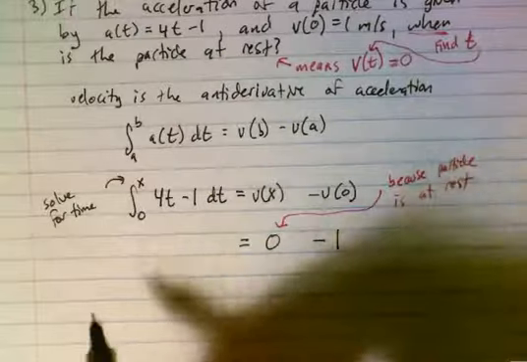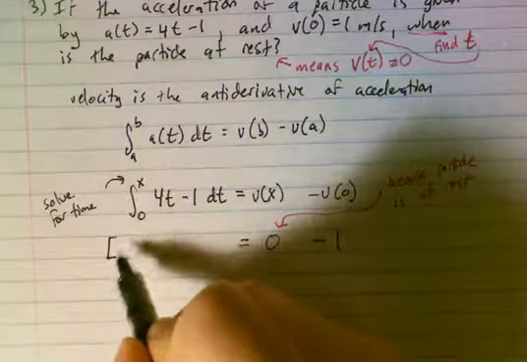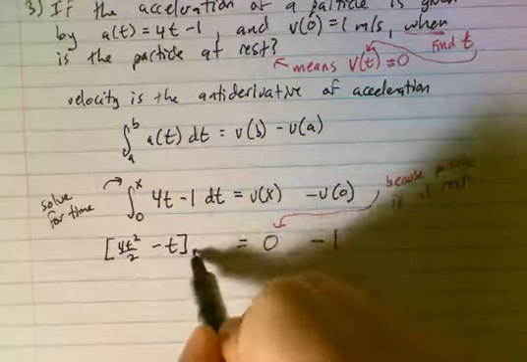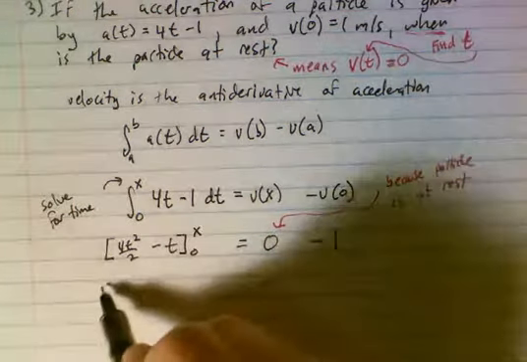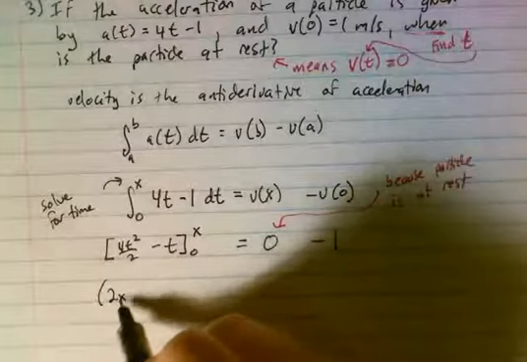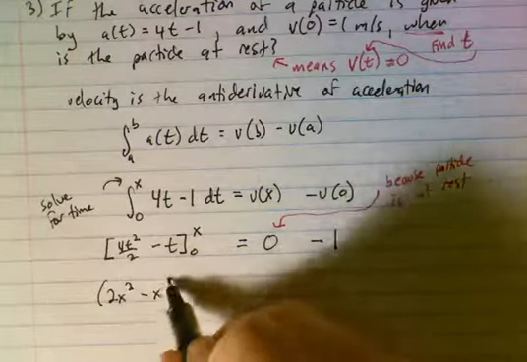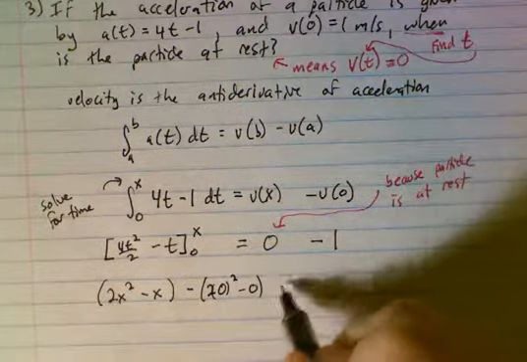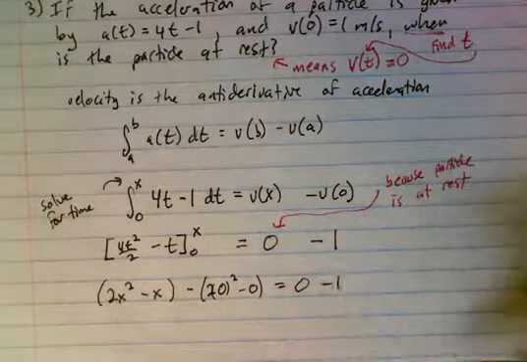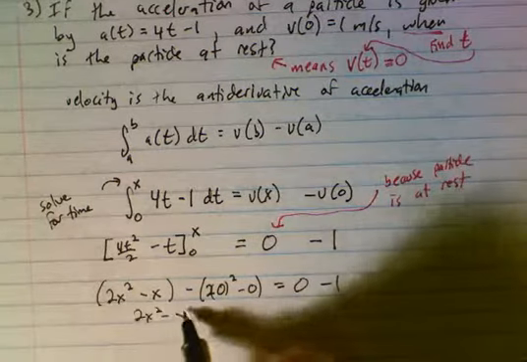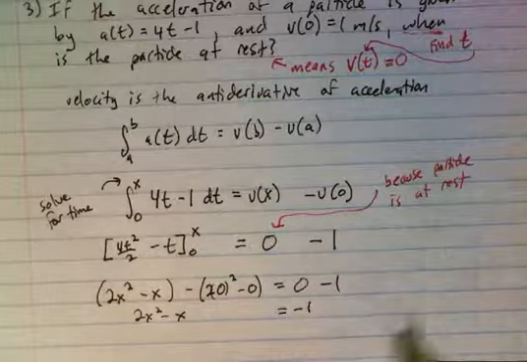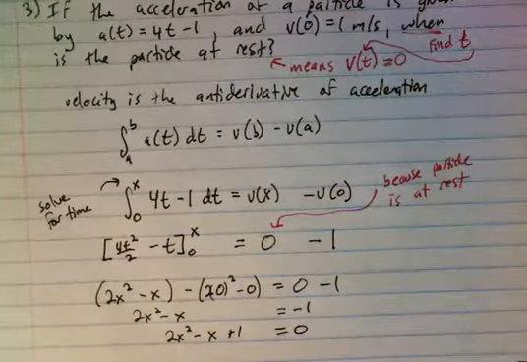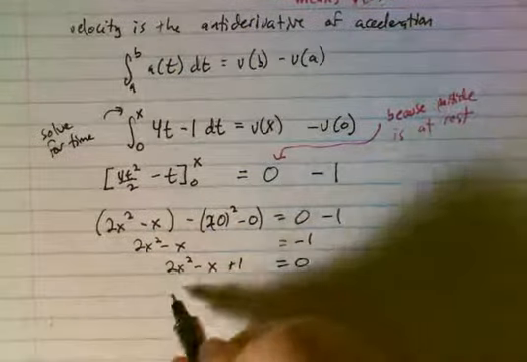So now we're just going to solve for x over here. 4t squared divided by 2 minus t from 0 to x. So that's 4 divided by 2 is 2x squared minus x minus 2 times 0 squared minus 0 equals 0 minus 1. So 2x squared minus x equals negative 1. Add 1 to both sides. Now we can just solve that by factoring.